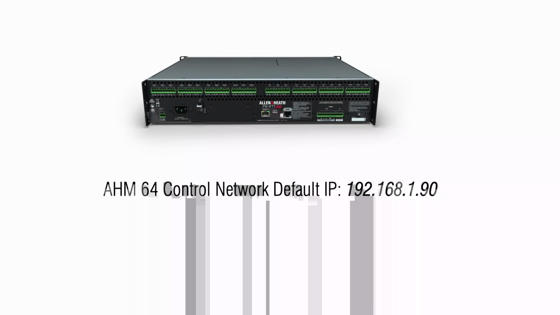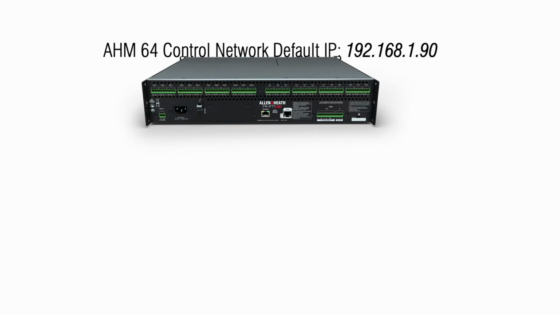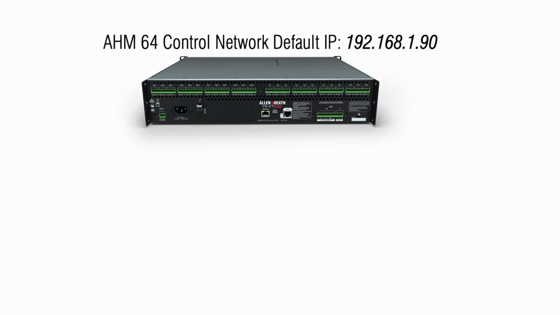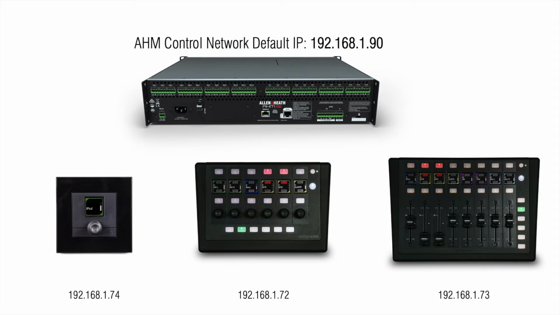By default, the control network port of AHM64 has an IP address of 192.168.1.90, and .91 for AHM16 and 32. Allen & Heath IP controllers connected to this port must be in the same network range and subnet as the AHM device.